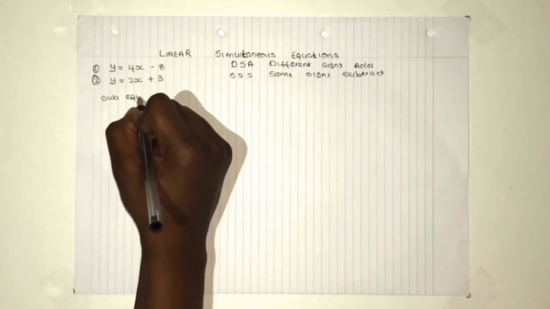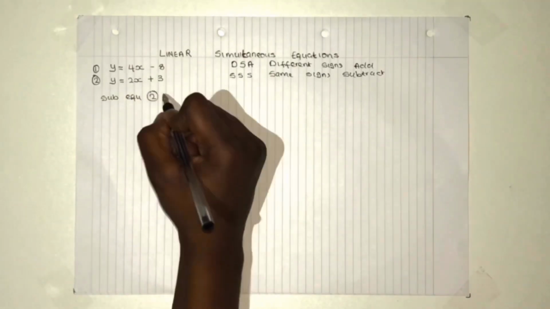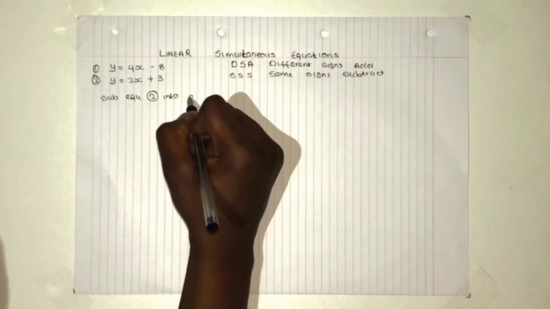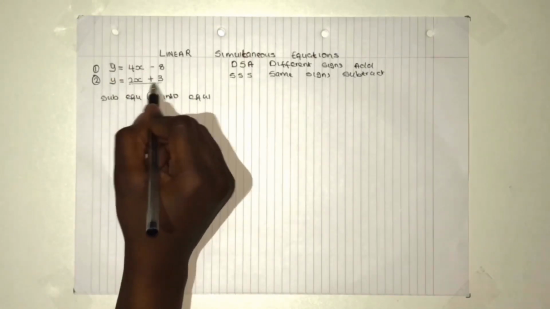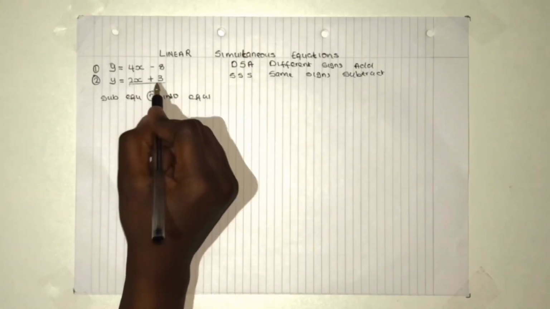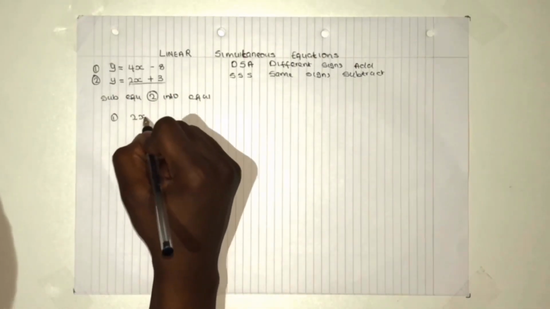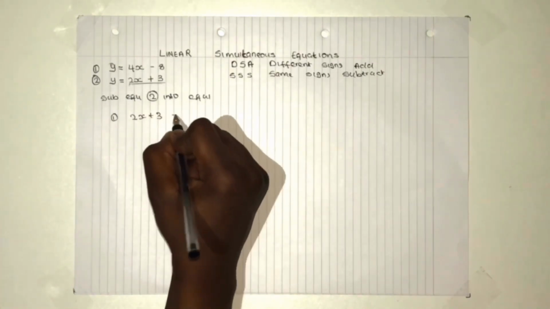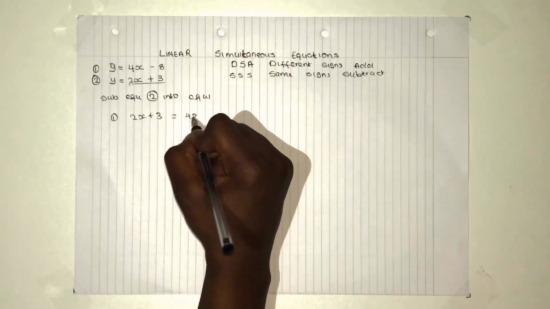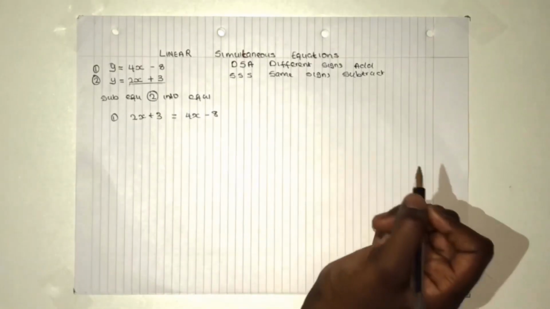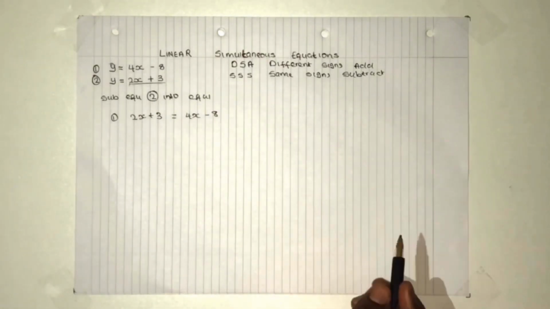Sub equation 2 into equation 1. So therefore, as this is y, in equation 2, y equals 2x plus 3. So for equation 1, y would be 2x plus 3, which is going to equal 4x, take away 8.